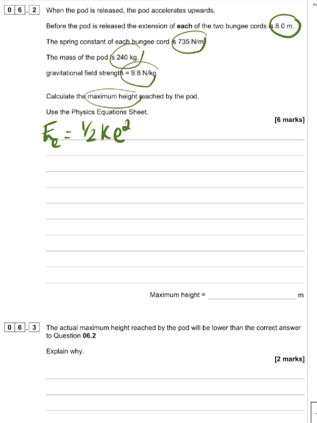Okay, so if you look at that, we've got each bungee cord, we've got an e there of 8 meters. The 735 is our k. So we are able to calculate the elastic energy that is transferred. So we could do half times 735 times 8 squared. Okay, that then gives an elastic energy of 23,520 joules. Now remember, that is in one cord only.